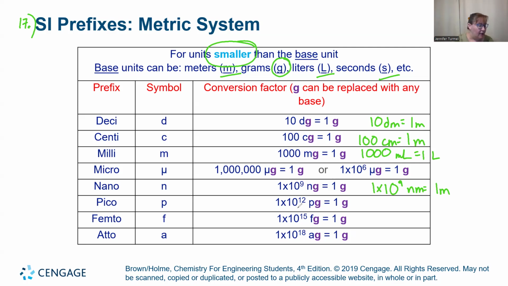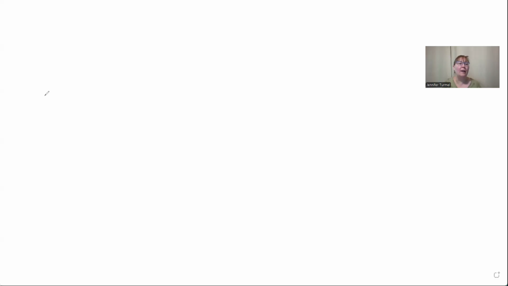Okay, and let's talk about how we're going to convert these. I'm going to stop sharing this for a moment and open a whiteboard. All right, hopefully you can all see my whiteboard here. There we go.